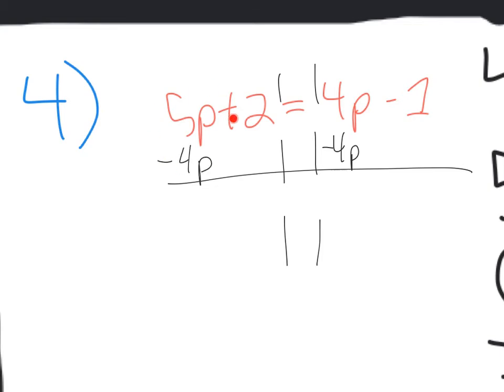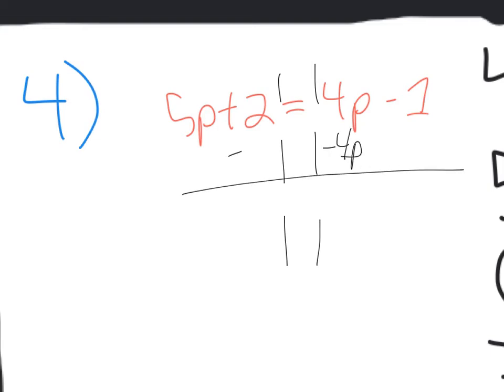Now make sure when you are doing this, you don't take away your p's from your non-p's. Here's a common mistake that a lot of students will make. They'll take away 4p, and then for some reason they'll try taking away 4p from this 2. This 2 does not have any variable attached to it, so we cannot do this. Make sure our variables and our terms match.